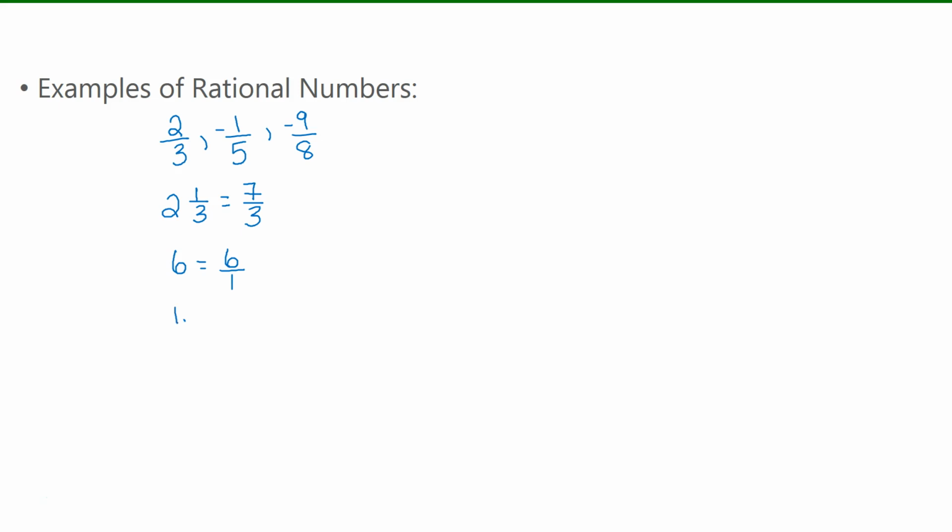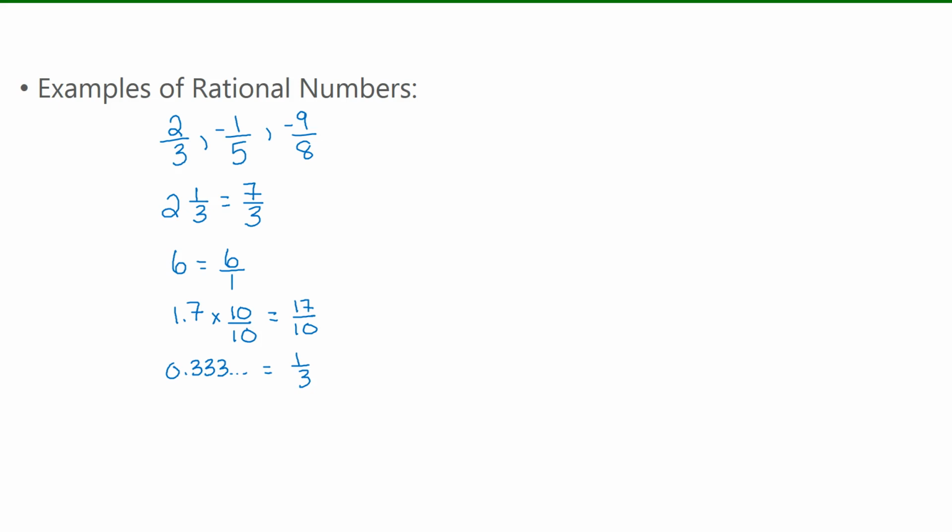As mentioned in the last slide, a terminating decimal, like 1.7, is rational as well. So I can multiply this by 10 over 10 to make this into a fraction, 17 over 10. A repeating decimal, like 0.3 repeating, can also be changed into a fraction. This becomes 1/3. So any decimal that terminates or repeats, you can always change them into fractions.